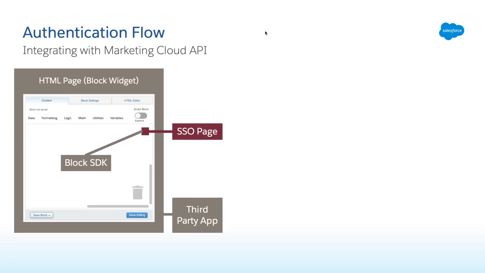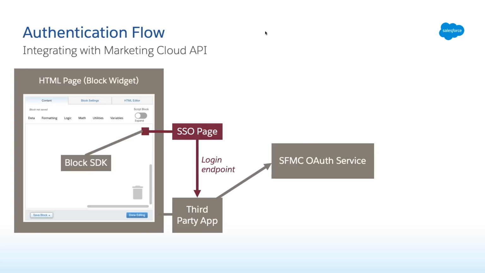And this page goes and makes a post request with obviously encoded JWT to the login URL that you've defined for your app. And so your app can then go and decode that JWT and request a token, and you can now make API calls to Marketing Cloud. And again, this is entirely optional, but it's kind of a new, exciting advancement in the API.